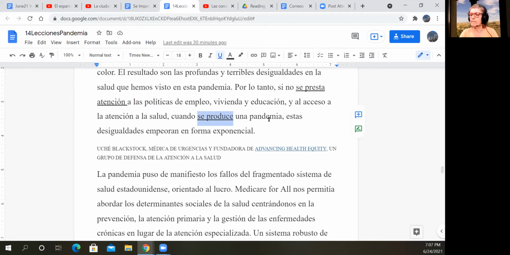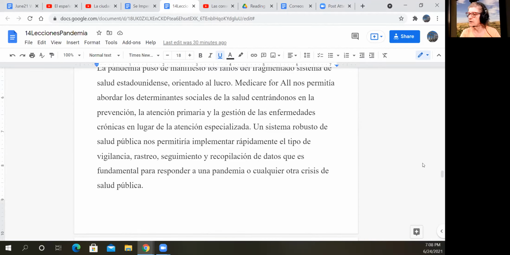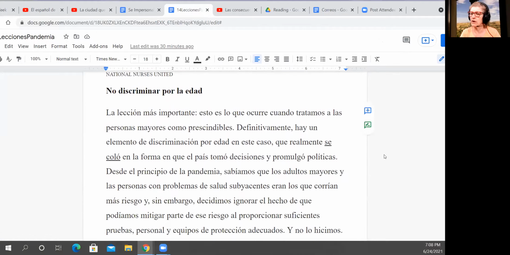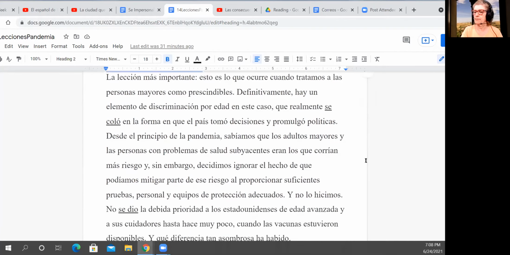Cuando se produce una pandemia, when a pandemic is produced, when it appears, right? So this is very much a passive voice kind of thing. Se produce. Okay. A ver. ¿Cuánto más tenemos? Because I want to make sure we get to our travel thing here. No discriminar por la edad. Don't be ageist. Ageist. Sí. Okay.